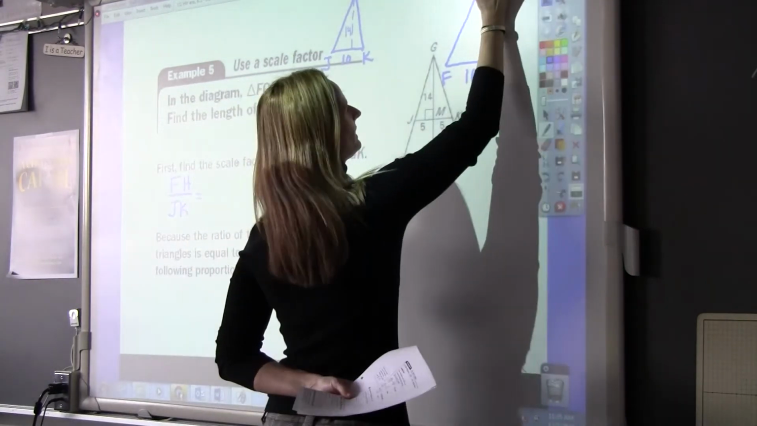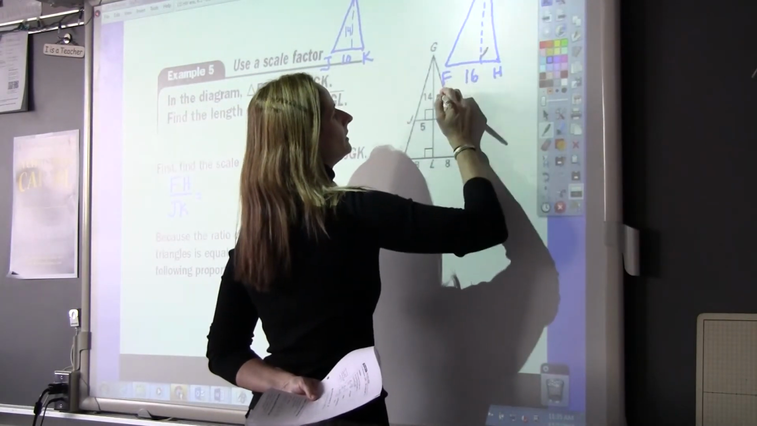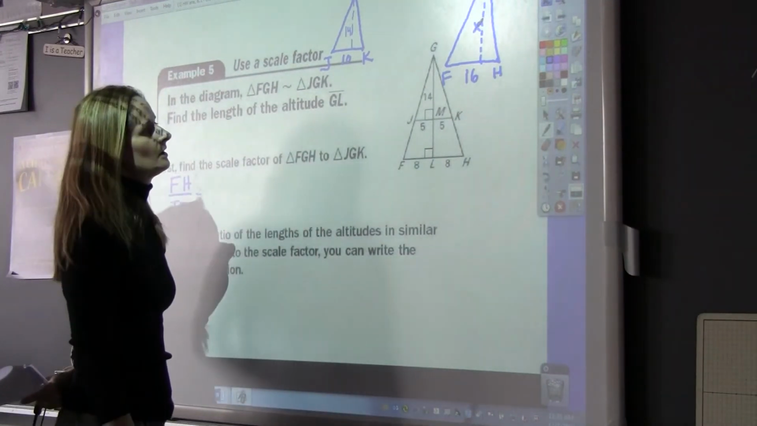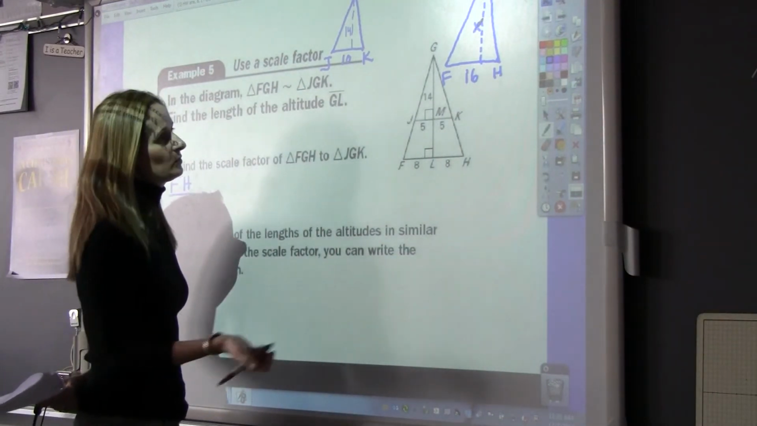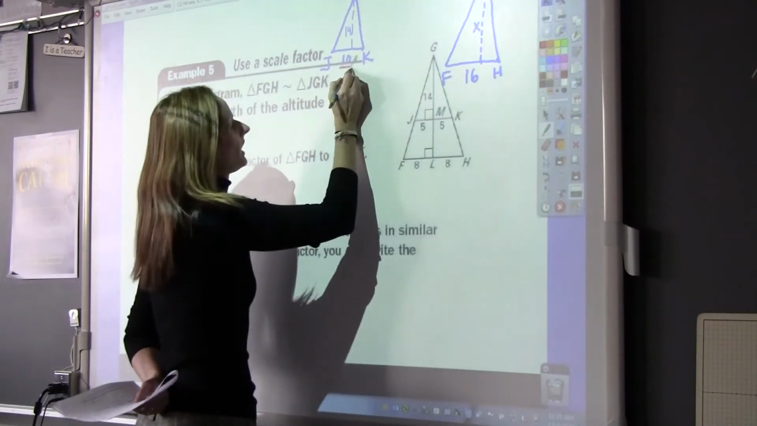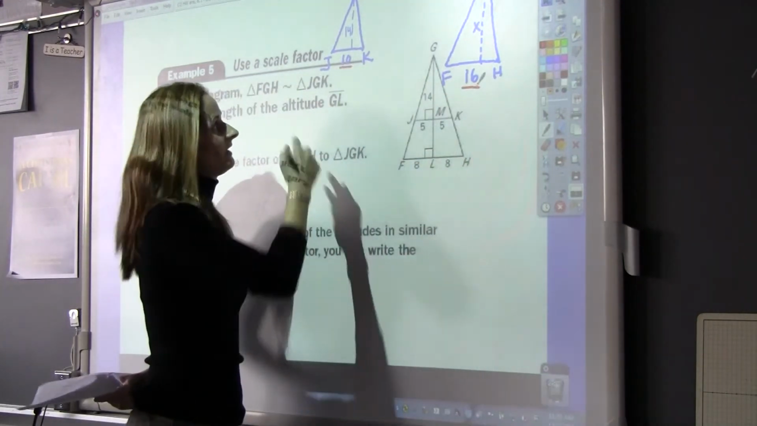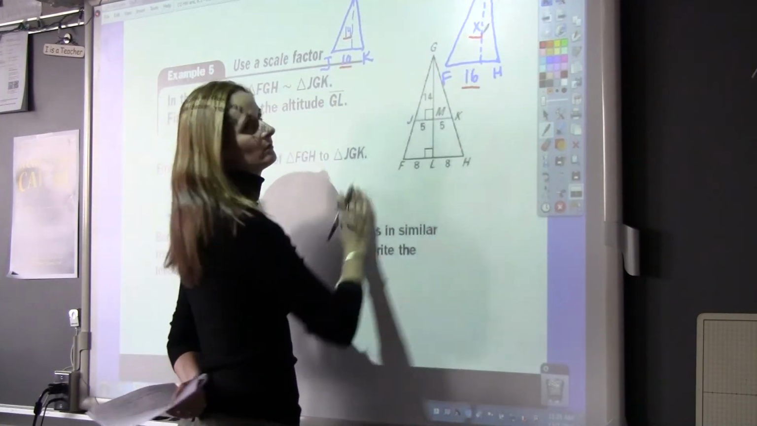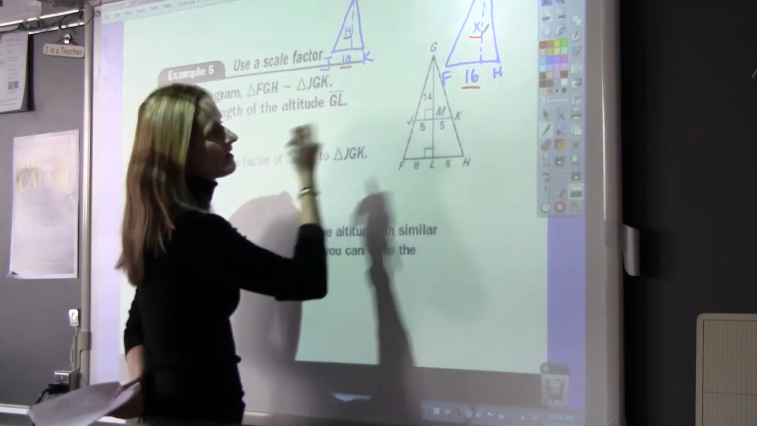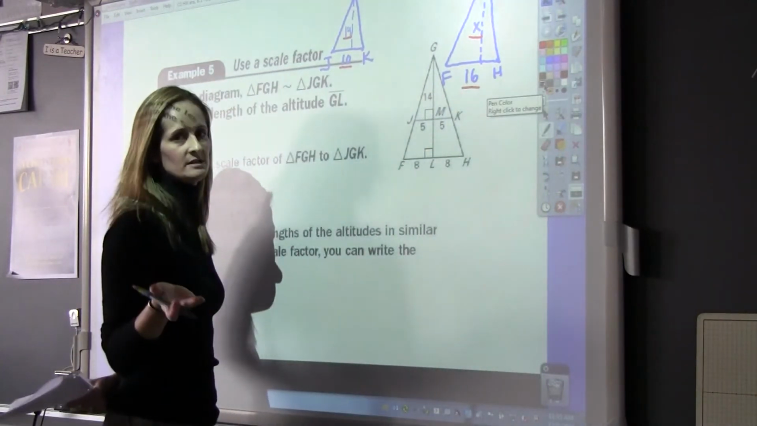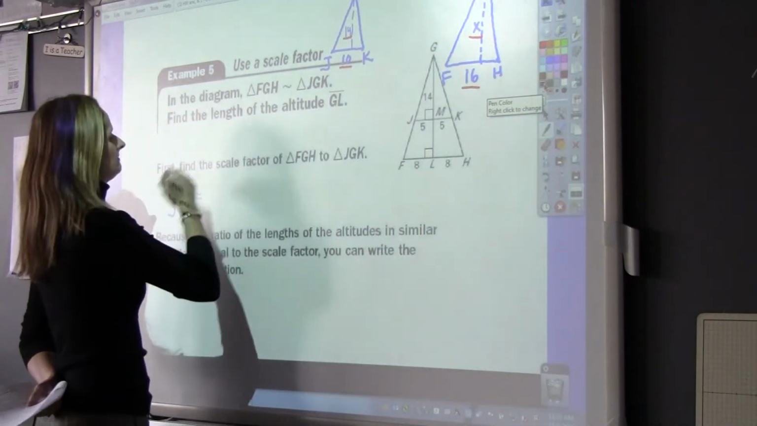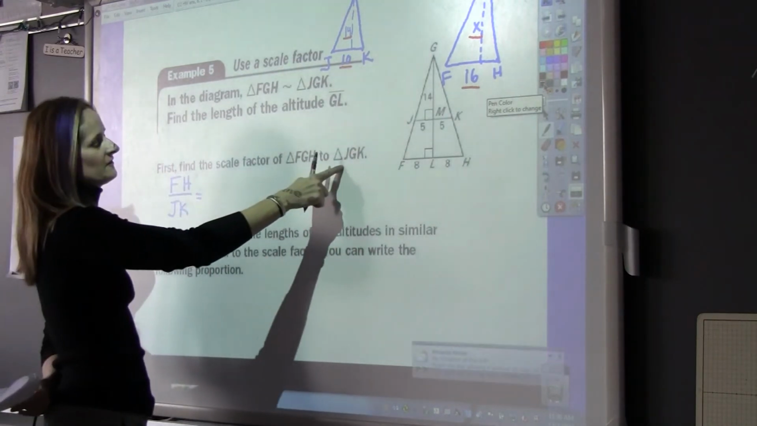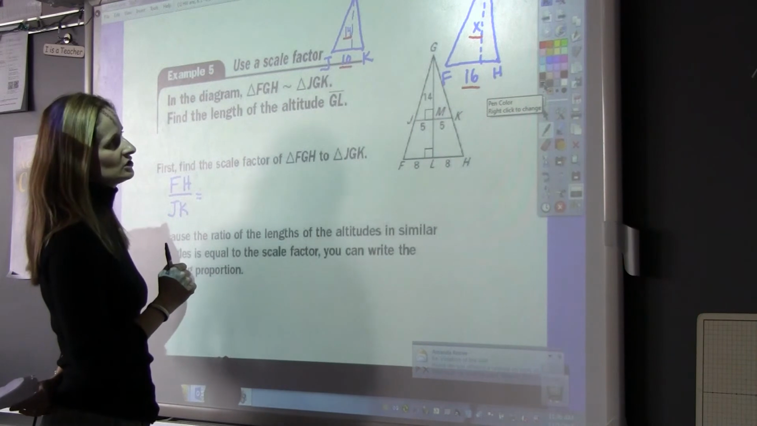Okay, so here is my unknown. So you can write GL, or I'm just going to put X as my unknown. So now really all I need to do is make a proportion, because I know these 2 sides are going to be that proportion, or that ratio. It's going to be the same as this ratio. There are different ways to write proportions, but let's go ahead and simplify this too. It says first, find the scale factor of FGH to JGK.